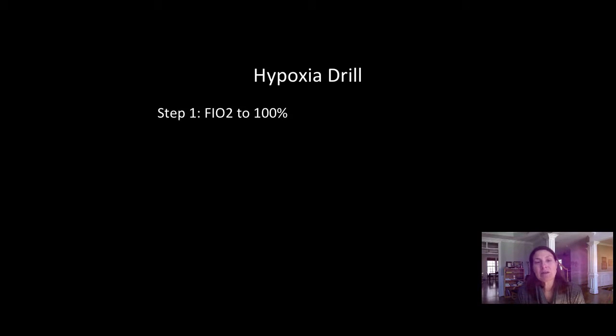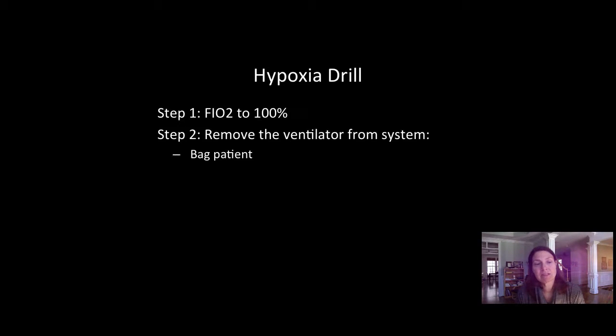The first step is to increase the FiO2 on the ventilator to 100%. Next, you should remove the patient from the ventilator to eliminate the ventilator as a possible cause for the desaturation, and you should bag the patient with an ambu bag. If the patient is on a substantial amount of PEEP, you should add a PEEP valve while bagging the patient.